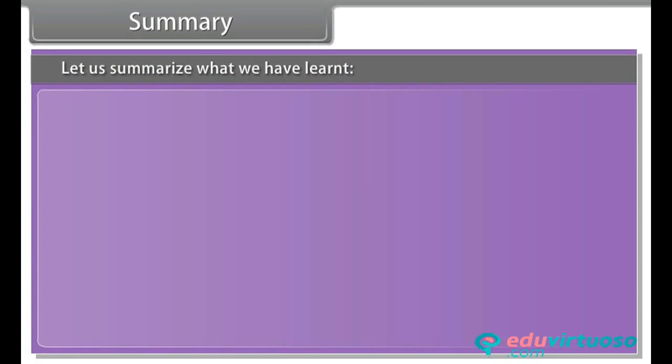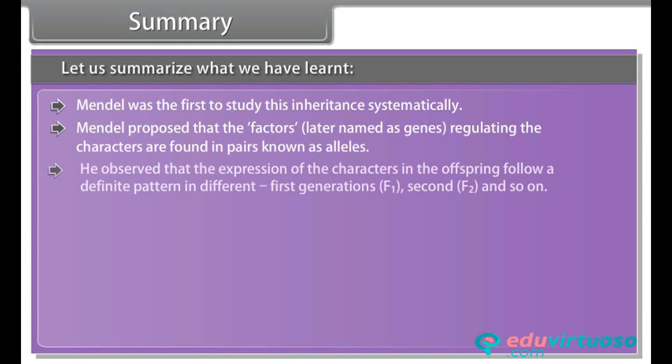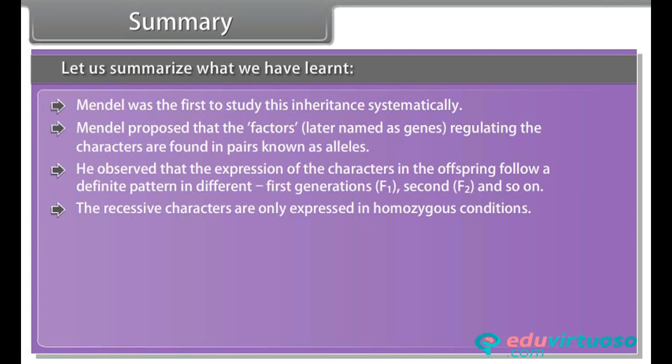Summary. Let us summarize what we have learned. Mendel was the first to study this inheritance systematically. Mendel proposed that the factors later named as genes regulating the characters are found in pairs known as alleles. He observed that the expression of the characters in the offspring follow a definite pattern in different generations, F1, second F2, and so on. The recessive characters are only expressed in homozygous conditions.